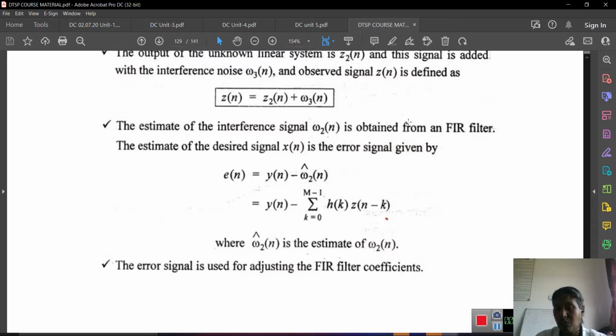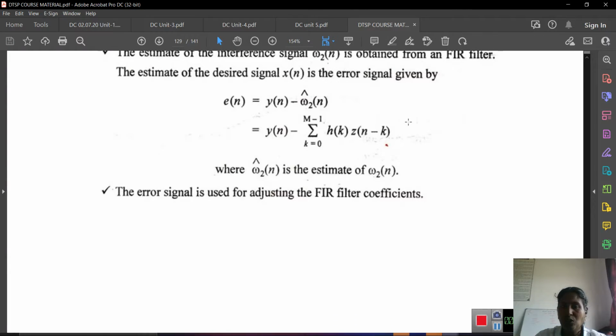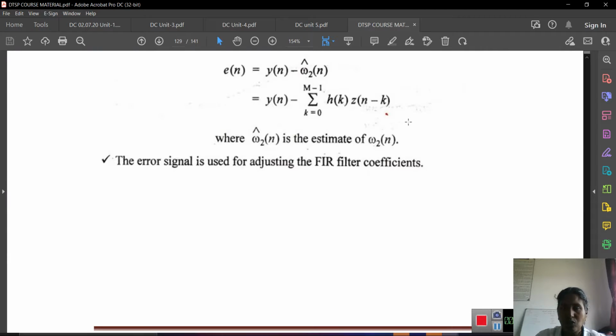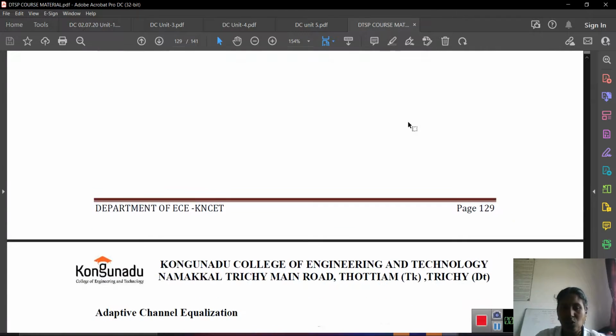Then y of n equal to, we have to expand w2 of n, summation k equal to 0 to m minus n, h of k z of n minus k, where w2 cap of n is the estimate of w2 of n. The error signal is used for adjusting the FIR filter coefficients.